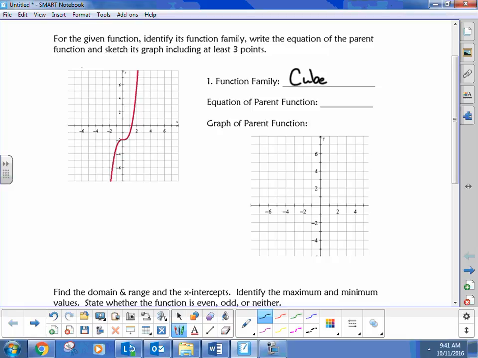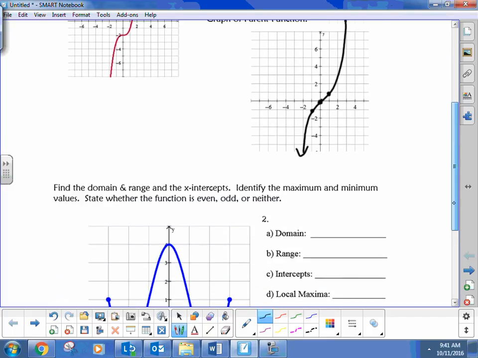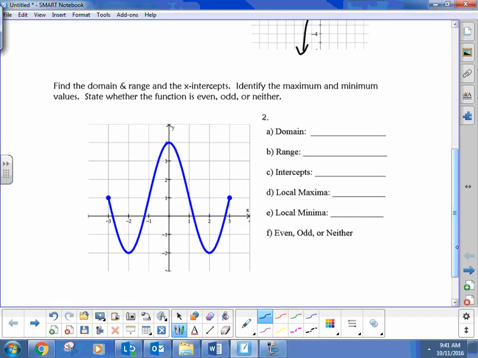The equation for the function family is f of x is equal to x cubed, and the graph is pretty easily drawn like this. So you're going to have this kind of effect. All right, lovely. So just remember, study the parent function, and study the end behaviors with it.